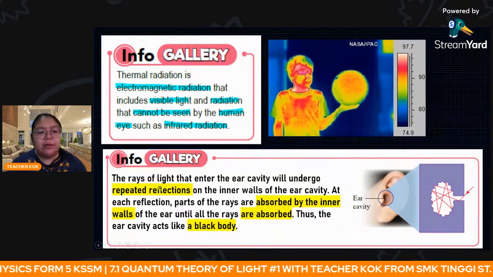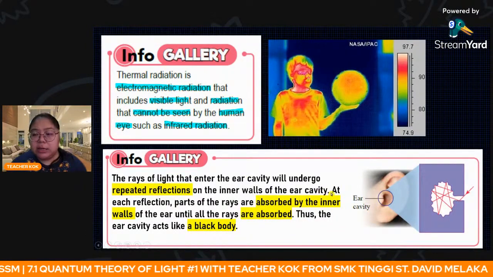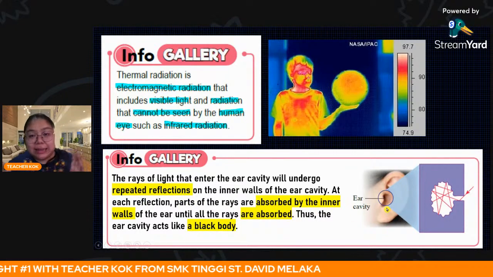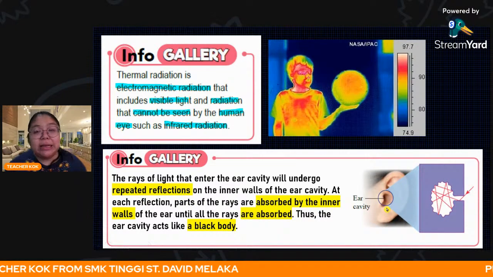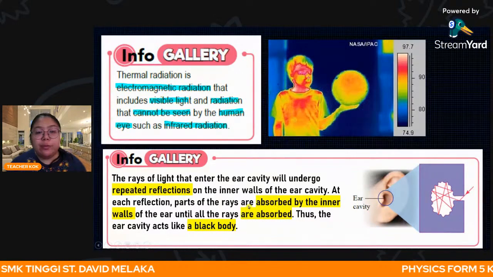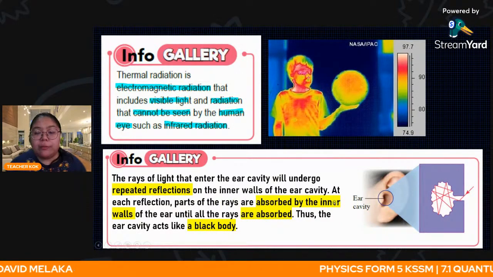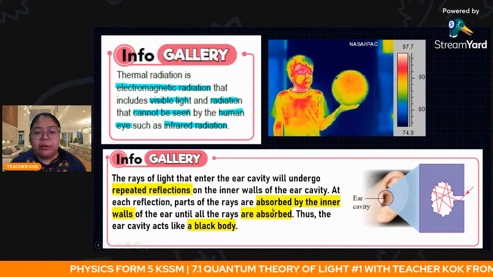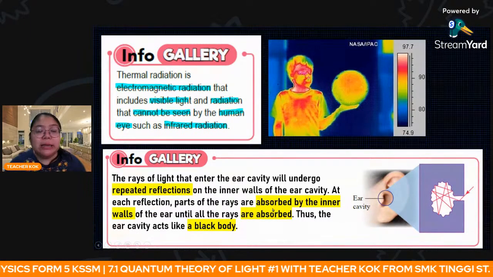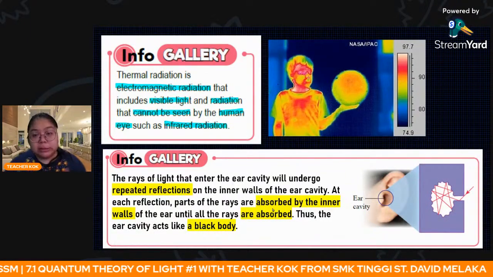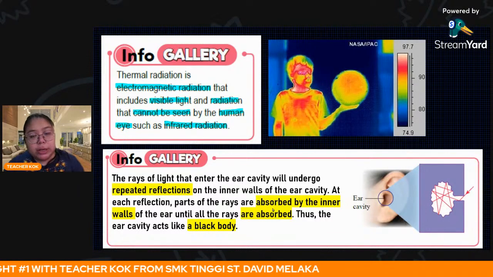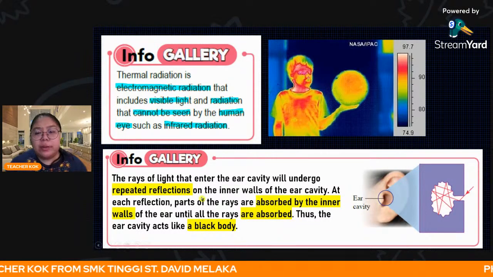So from here they say the ray of light that enters the ear cavity will undergo repeated refractions. Your ear has nothing inside, only the inner wall, right? So the light will keep refracting inside the inner wall of the ear cavity. At each refraction, part of the ray is absorbed by the inner wall. Just now the black body also absorbed because the ray just goes in and gets absorbed. So from here it is the same.